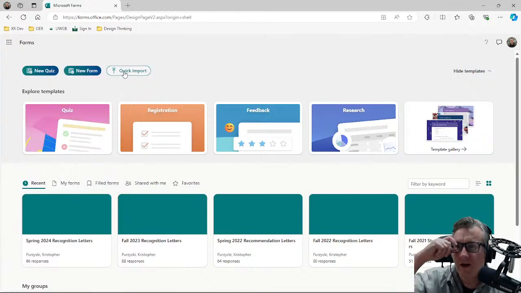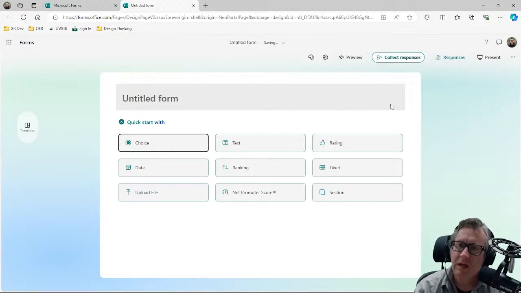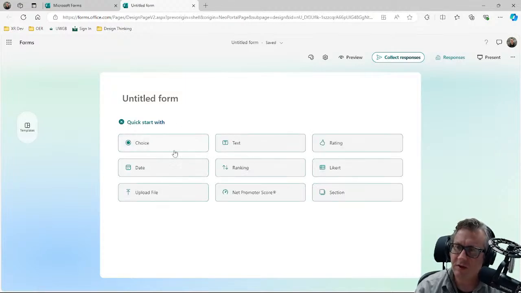So how to create a form is pretty straightforward. This has changed. This changes almost every single time I open this up. And so you have almost like a drag and drop. You can quick start. And so your choices, you can do multiple choice, ratings, Likert, all these other ones.